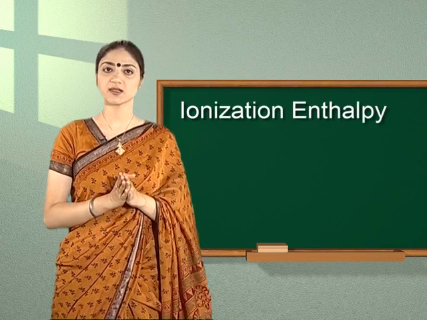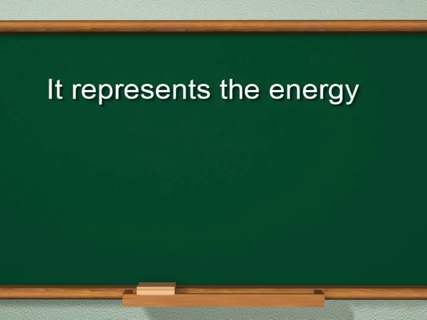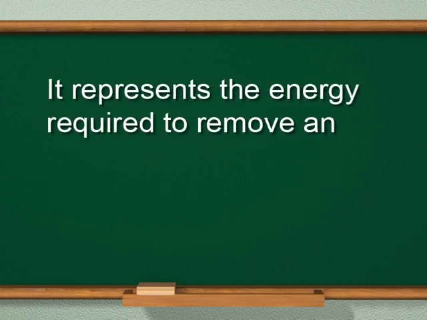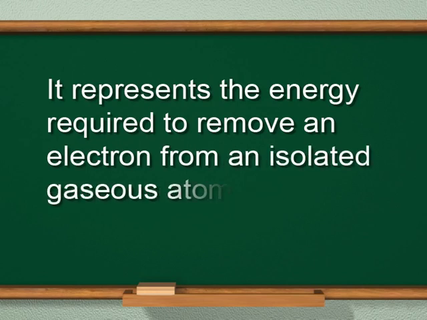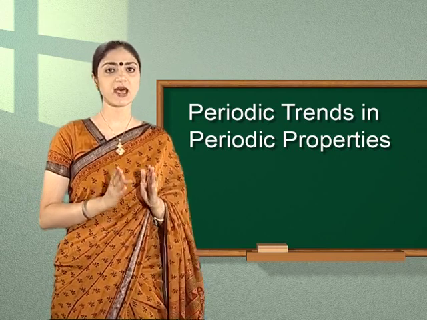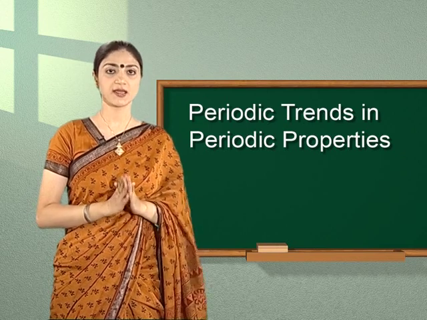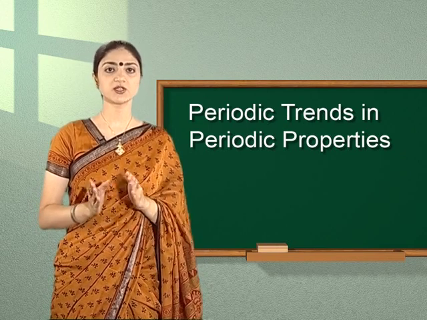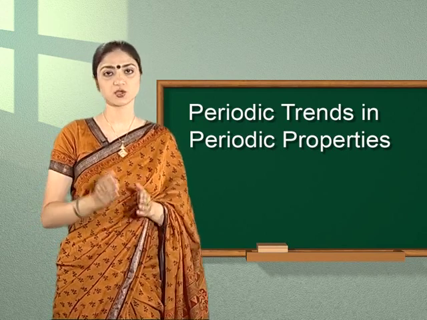We will now discuss about ionization enthalpy. Do you know what is ionization enthalpy? It represents the energy required to remove an electron from an isolated gaseous atom, say X. In other words, the first ionization enthalpy for an element X is the enthalpy change delta H for the reaction depicted in equation shown on the screen.